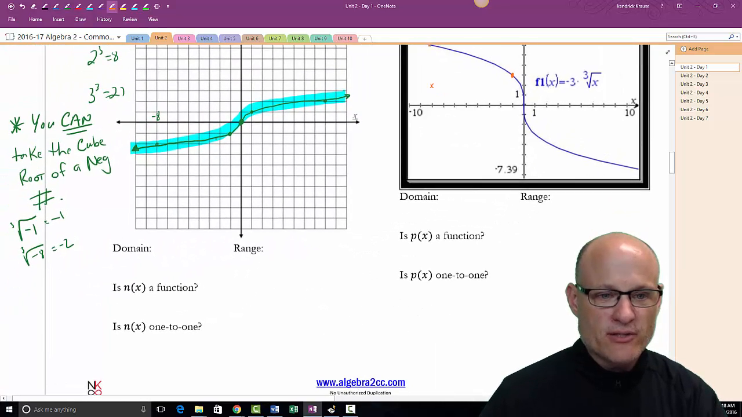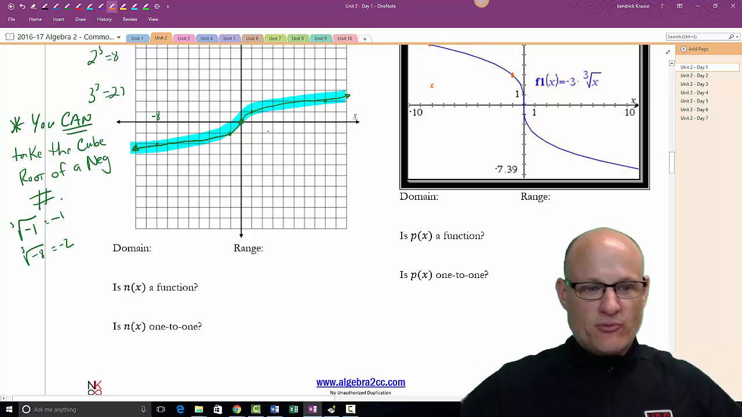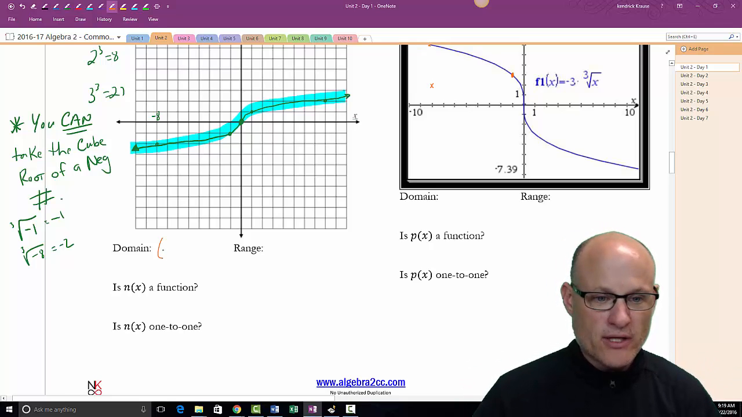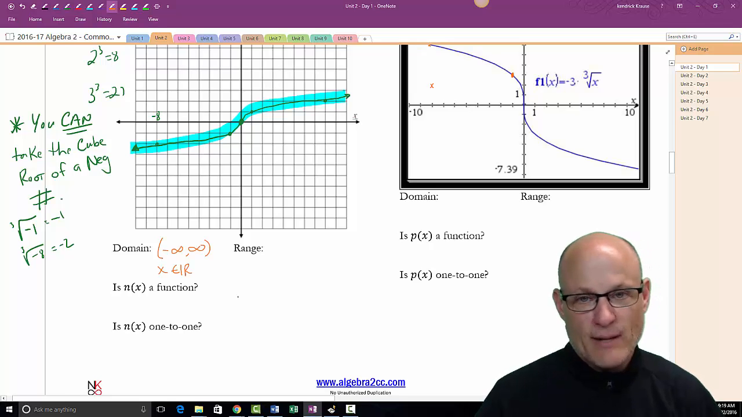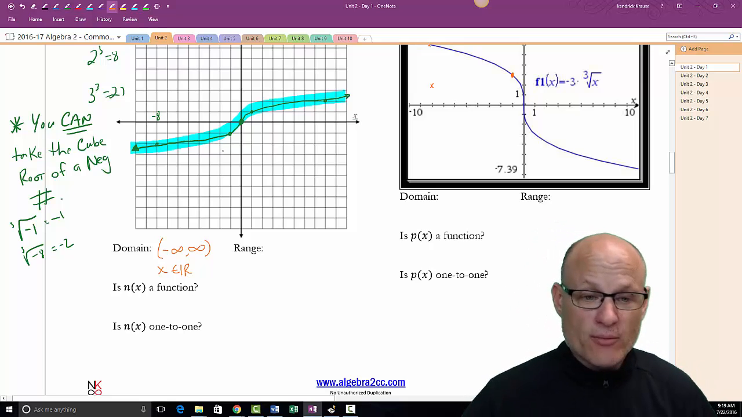Oh, we didn't do domain and range. Let's go back and do domain and range. The domain is quite simple. It's going to the left and right forever and ever. So domain is all reals, or negative infinity to positive infinity. By the way, you could say x is in the set of all reals. That's another way to represent that x is in the set of all real numbers.